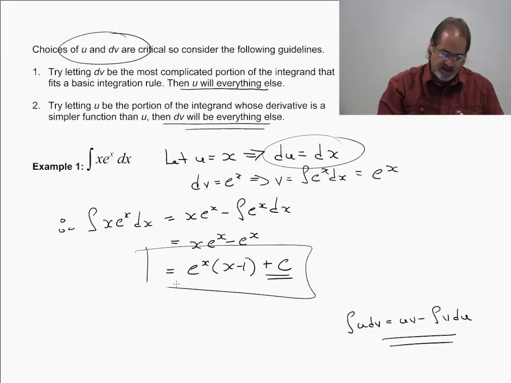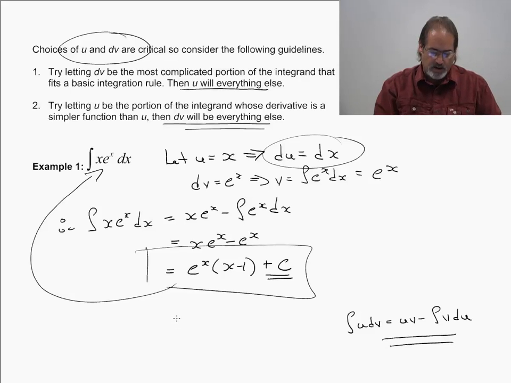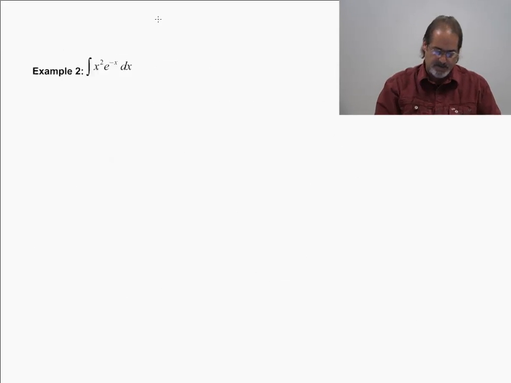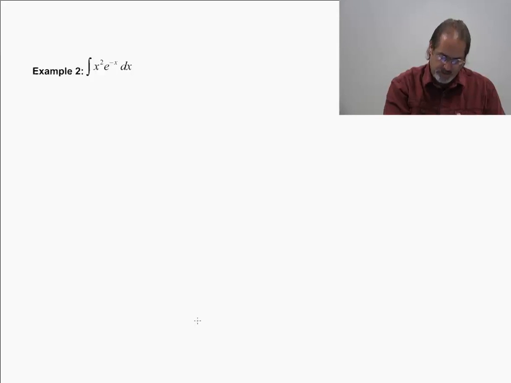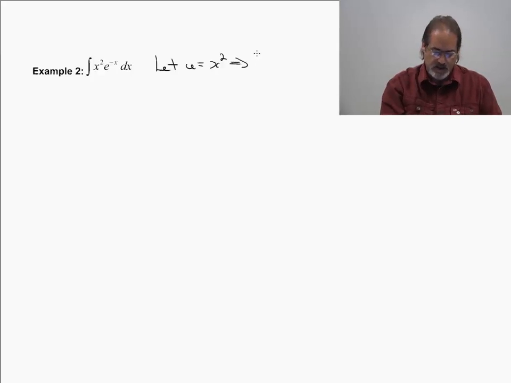All right, let's take a look at another example. How about x squared times e to the negative x dx? Well, I'm going to start off with basically the same idea. I'm going to let u equal x squared. That means that du equals 2x dx. Everything else is then e to the negative x. So I'm going to say dv equals e to the negative x, which means that v equals the integral of e to the negative x dx, which equals negative e to the negative x.